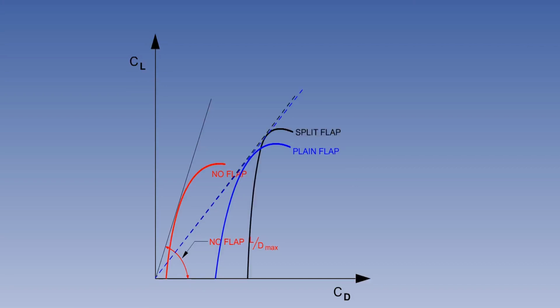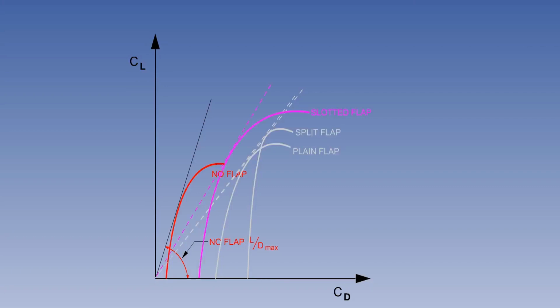This is the CL-CD polar of the split flap, together with the plane flap. Notice the angle between the split flap straight line from the origin and the horizontal axis is again less than that for no flap, but pretty much the same as the plane flap. Therefore, the plane and the split flap have approximately the same aerodynamic efficiency. Now you can see the slotted flap polar. Less drag is generated, and it is more aerodynamically efficient than either the plane or the split flap. But again, LD max is less than with no flap.